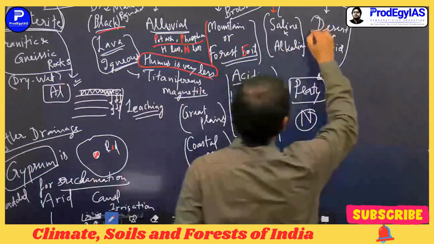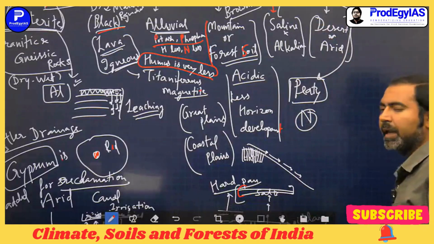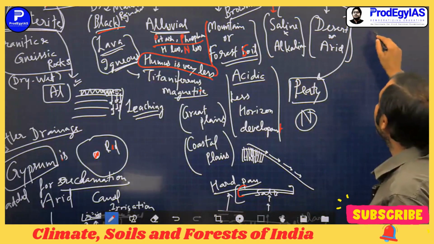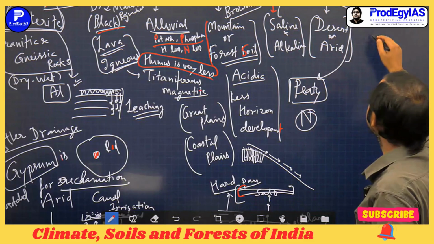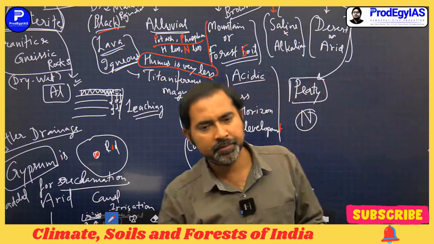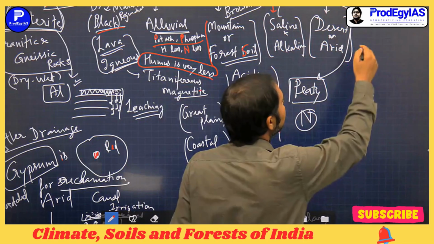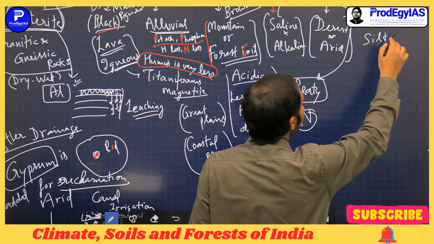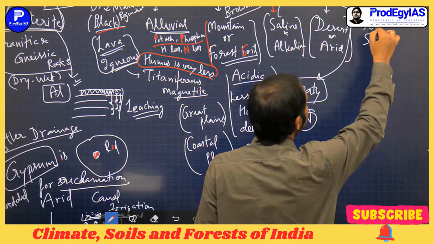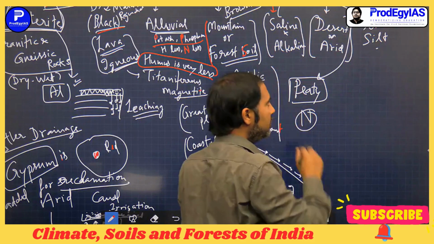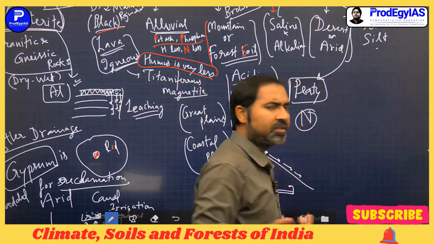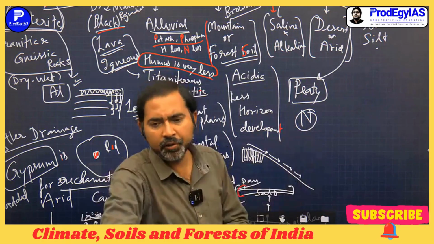Then this soil, this is an arid soil having a greater amount of, you can say, sediments, loose sediments, silt, and loose silt basically. Like your deserts. This soil is found in your deserts.